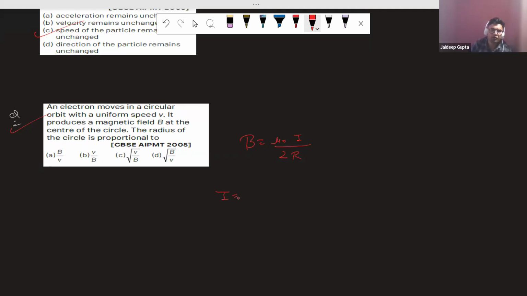Fine. Now current equals Q over time. What is the time period? So time period is 2 pi R over velocity. Fine. Now substitute here, I equals e times velocity over 2 pi R. Then substitute the value of I in the magnetic field. B equals mu naught e V over 4 pi R square. Then R square equals, we can write, e V over 4 pi B. Mu naught, 4 pi and e are all constants, so we can write the proportionality. C is the answer.